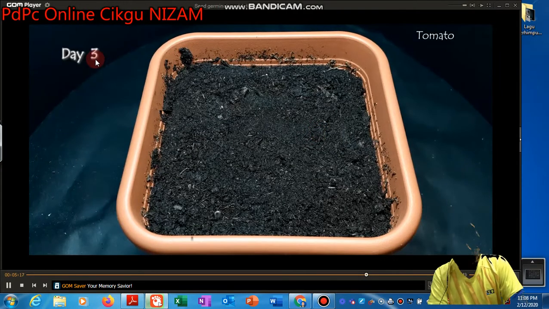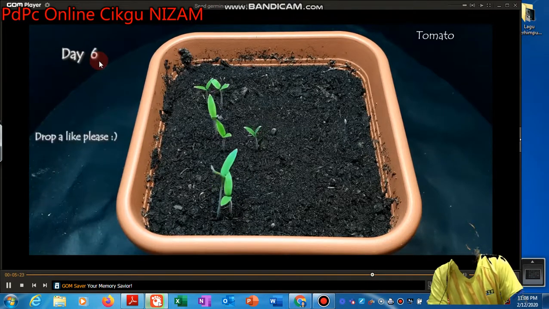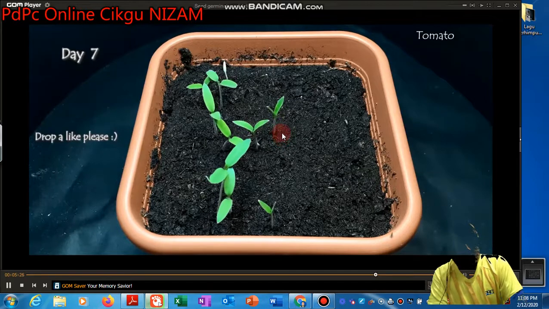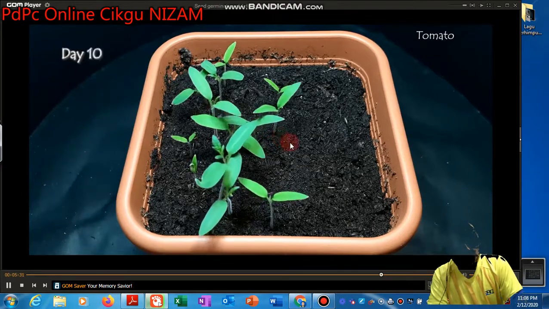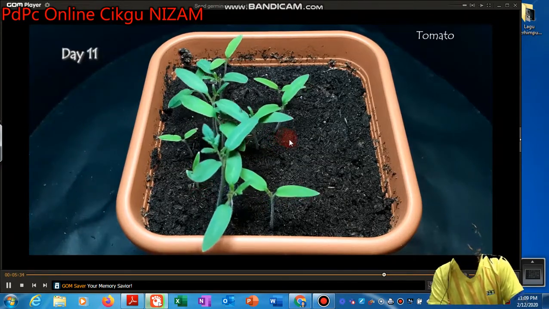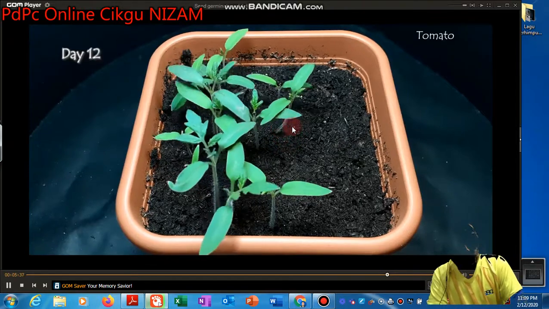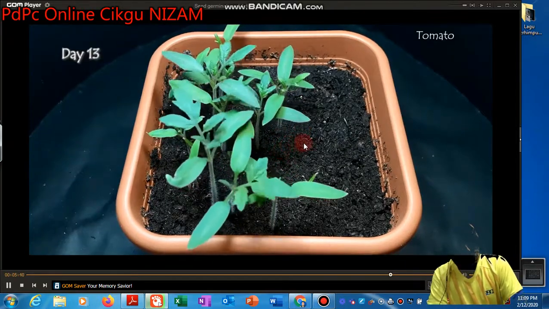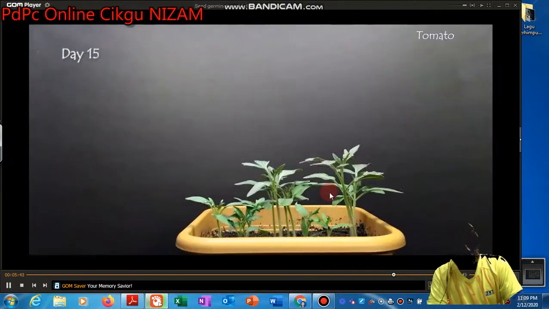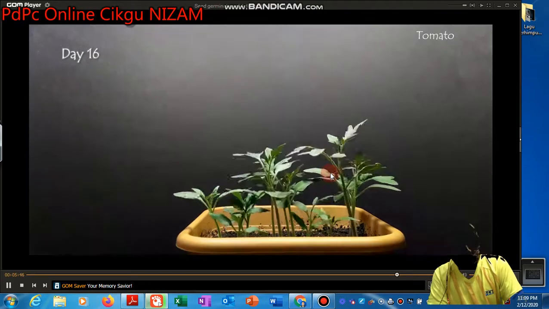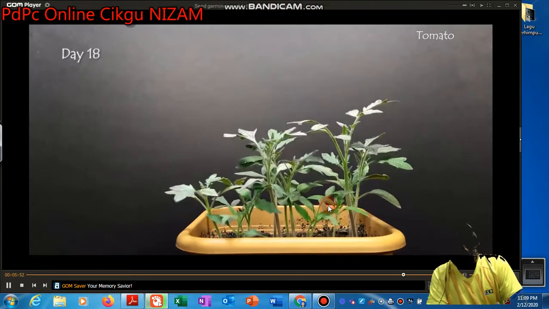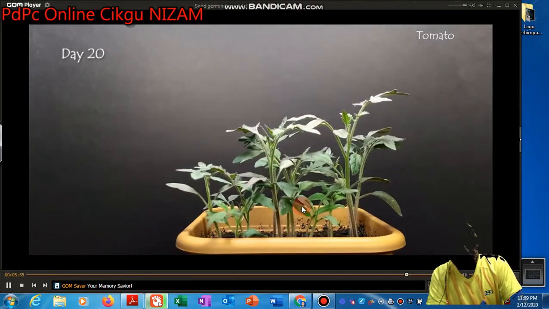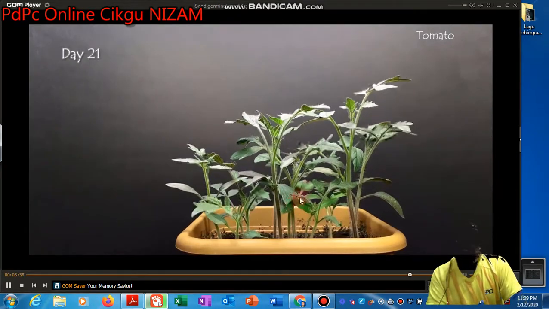Day 2, 3. Okay, you can relate to the day. Day 5, it start to grow. We cannot see inside the soil to watch how the radical grow. By the way, radical will grow first, and after that the plumule to form a leaf and stem. So you can see God Almighty have created this very beautiful creation.